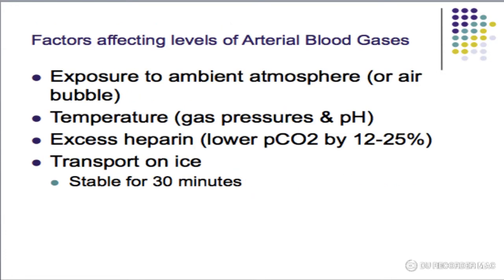So the factors affecting levels of arterial blood gases: exposure to the ambient atmosphere, like air bubbles, will affect the precision or accuracy of your test. Temperature of gas, we have the excess heparin. So more anticoagulant in the syringe will result in a lower PCO2 by 12 to 25% in the actual result. So we have ice for transport. The blood needs to be soaked in ice for 30 minutes.